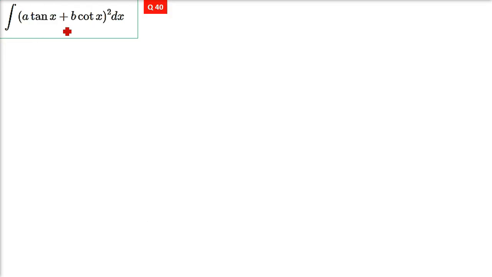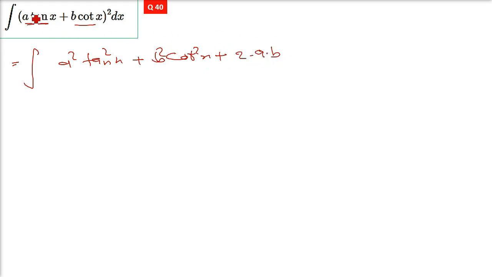Alright. a tan x plus b cot x whole square. Now we are not left with any choice but to square it. So we are going to square it and we'll see what result comes. a square tan square x, a plus b whole square is a square plus b square plus 2ab. So this is b square cot square x, and we have twice into a into b. Now you see this tan x and cot x, they are inverse of each other. So 1 by tan x is cot x and 1 by cot x is tan x.